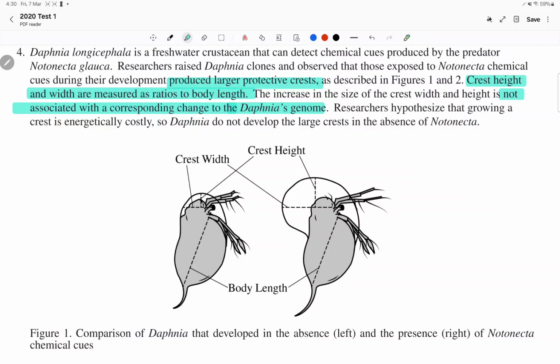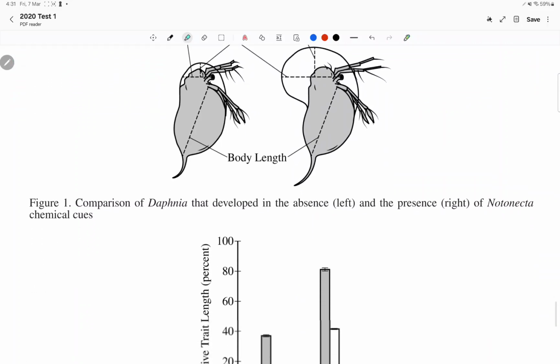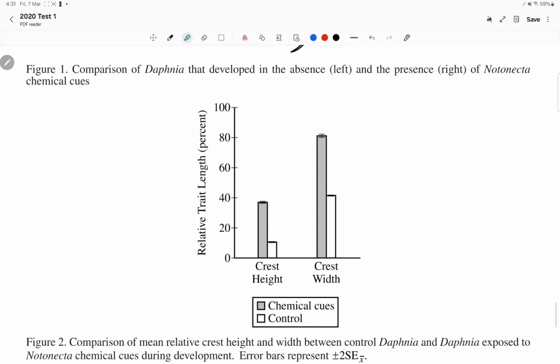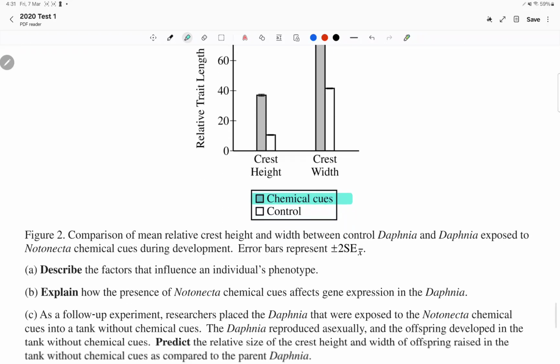Do you guys get the idea? If they're put in a container with this predator, they're going to have larger protective crests. But if they grow in a container without this predator, they're going to have shorter protective crests. Their body can tell if the predator is inside. They do not develop large crests in the absence of the predator. If there is a predator, look at their crest height, it's more. Look at the crest width, it's also more, to protect them.